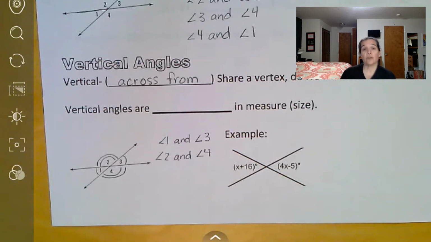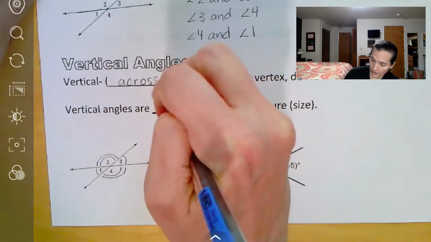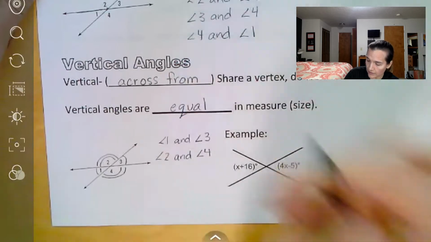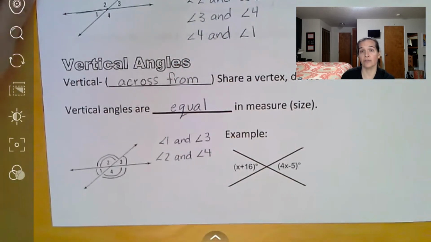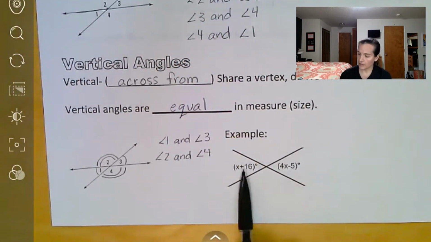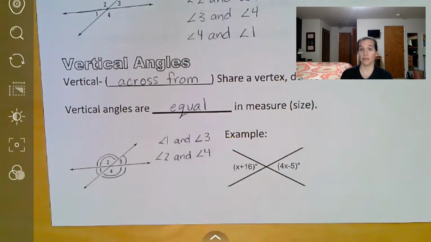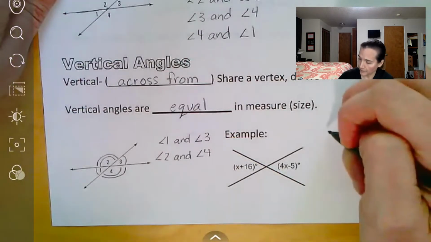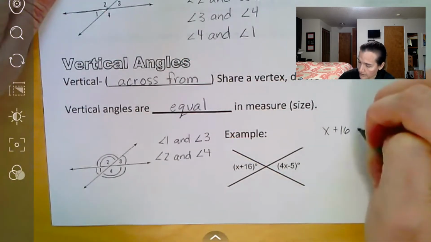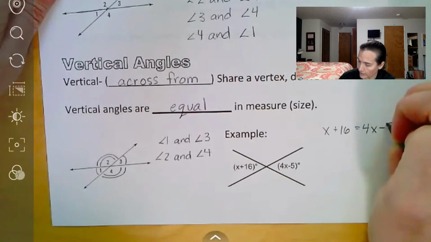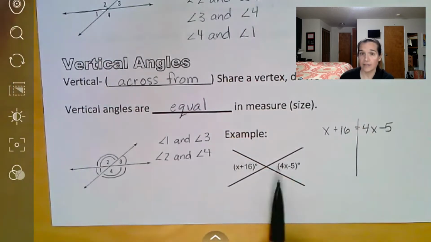Something that's really special about vertical angles, because of the way they're formed, they are equal in measure. And then we can use that to find unknowns. For example, to find an x, if we can see that two angles are vertical, then we know they have to be equal in size. So we can actually write an equation like that. We have x plus 16 equals 4x minus 5. Like I said, these two have to be equal. So in my equation, I set them equal to each other. And I go through and solve.